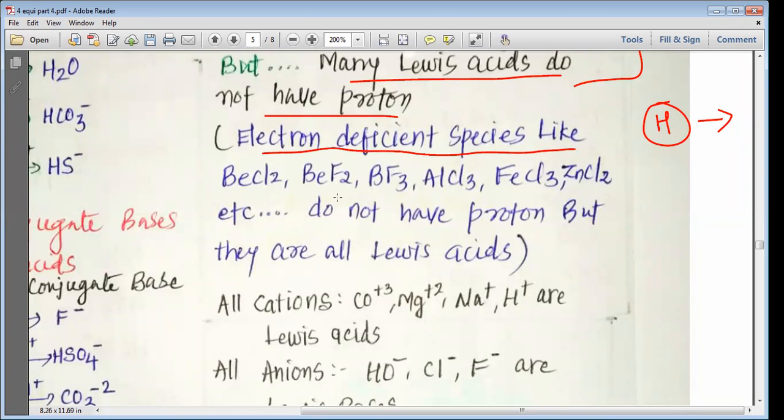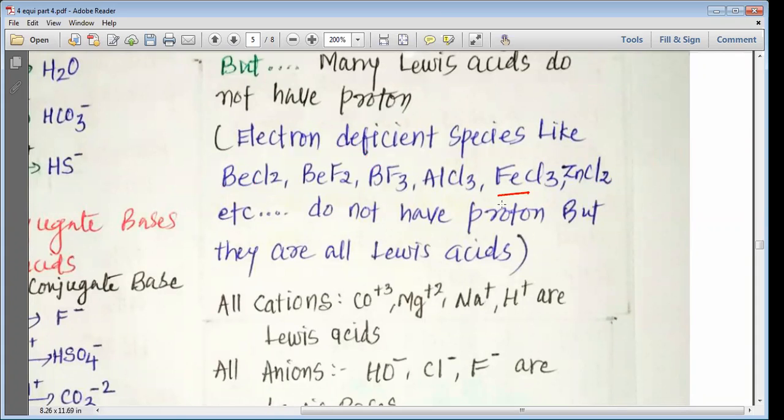For example, if we have electron deficient species like BeCl2, where Be has got only 4 electrons in its valence shell, if you draw the Lewis dot structure, BF2 again has 4 electrons, BF3 has 6 electrons, AlCl3 also has 6 electrons, FeCl3 also has 6 electrons, and ZnCl2 will have 4 electrons in its Lewis dot structure. When you draw their Lewis dot structures, they do not have enough electrons around the central metal atom, so they are electron deficient species. Once again, my dear students, I'm adding them: BeCl2, BF2, BF3, AlCl3, FeCl2, ZnCl2.